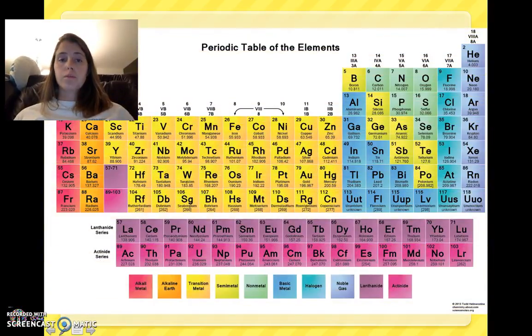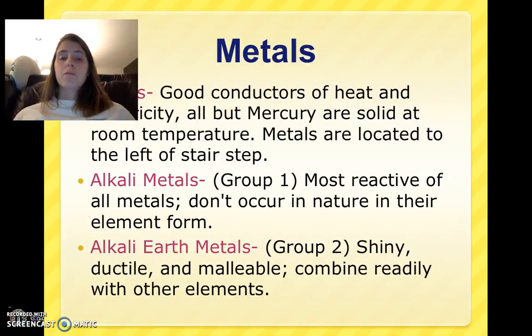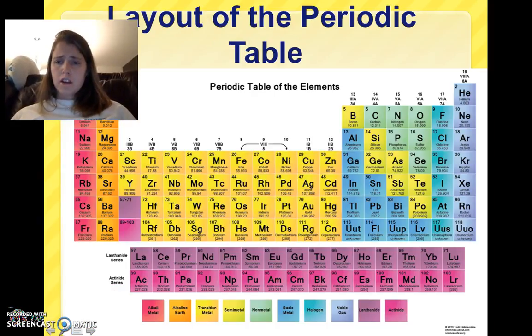All right, so now the groups. So this is broken up into very specific groups in the periodic table. We'll start with metals. Metals are good conductors of heat and electricity, and metals are solid at room temperature, except mercury. Metals are located to the left of the stair step. So if I look here, you see how there's this stair step. All of these elements on this side are going to be metals.